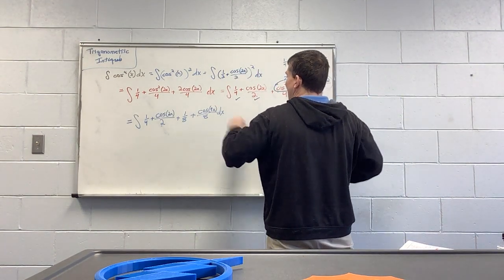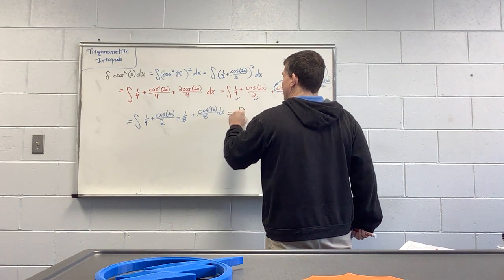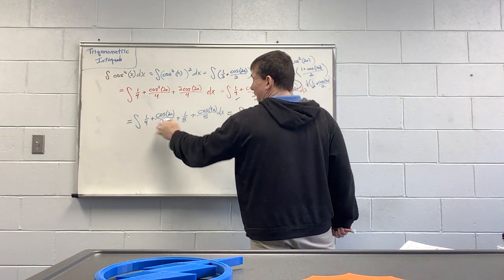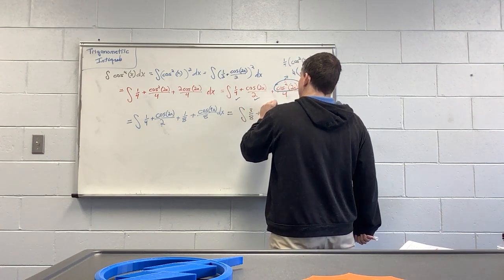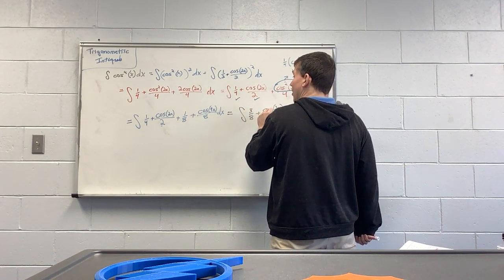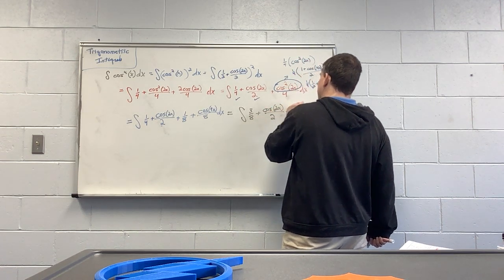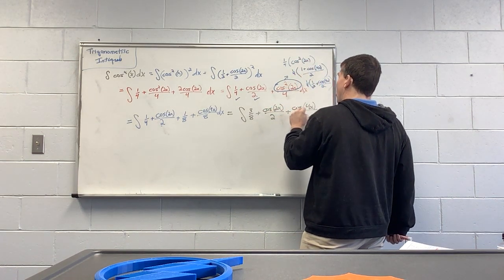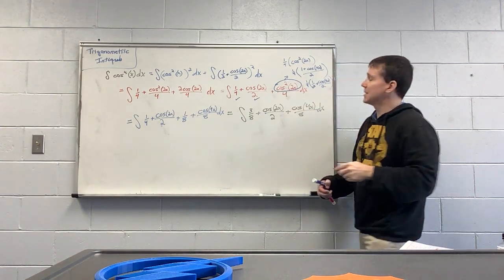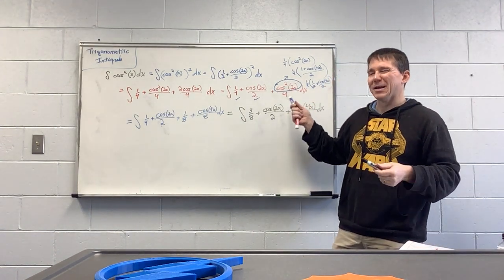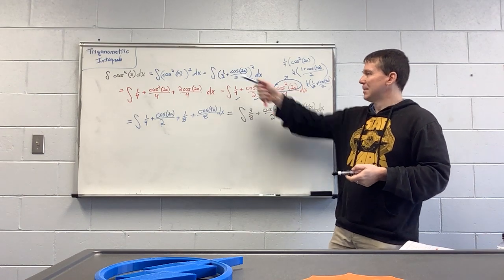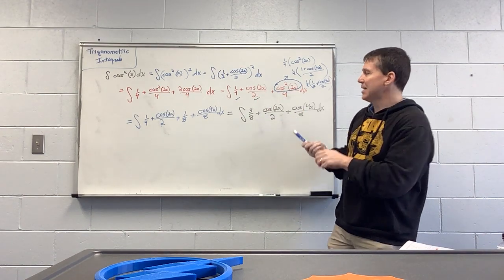Now, if I just rewrite it, 1/4 is 2/8 plus 1/8, that's 3/8, plus cosine 2x all over 2, plus cosine 4x all over 8 dx. And now, while it took a little bit of algebra and trigonometric identities to manipulate that, that's a nice simple integral.